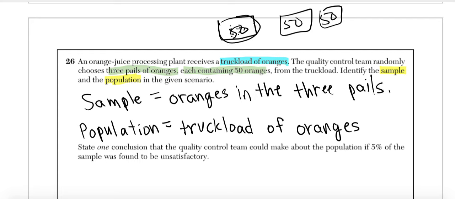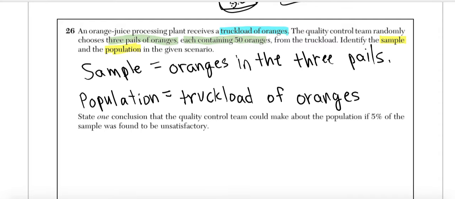Okay, so identify the sample and the population in the given scenario. The sample is the oranges in the 3 pails. The population is the truckload of oranges. Now the next part of the question is to state one conclusion. Remember, the quality control team is the one that randomly chose the 3 pails of oranges, the sample.